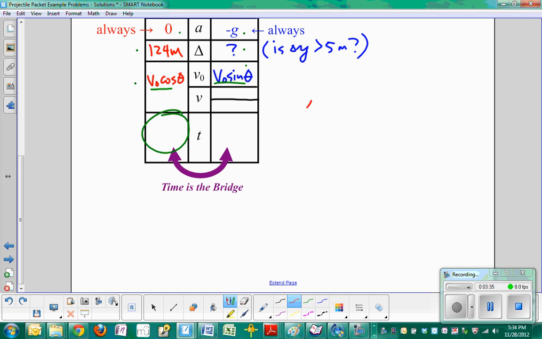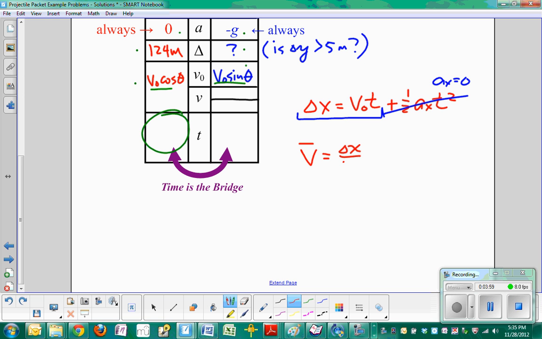We could say that delta x is equal to v naught t plus 1/2 ax t squared, and then immediately just say, well, ax is 0. And so we'll just say delta x is equal to v naught t. Or we can recognize that since we have a constant velocity, we can just say that v average is equal to delta x over t. Delta t, technically, but we're starting at t equals 0. Okay? So either way, we're going to end up with the same thing.